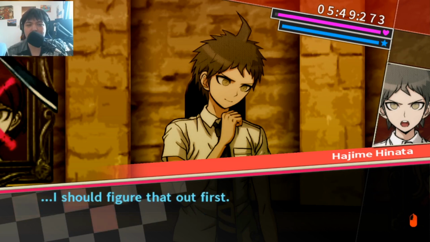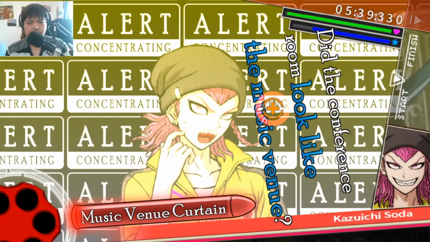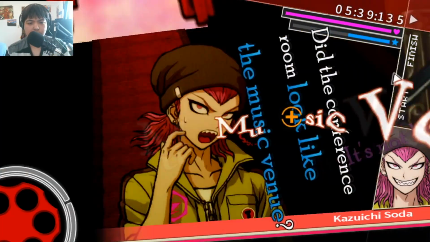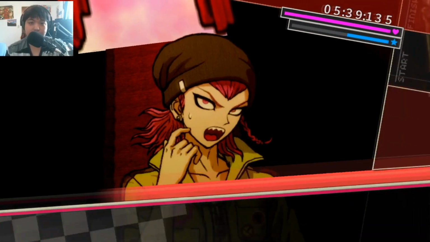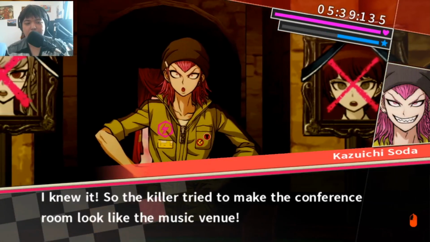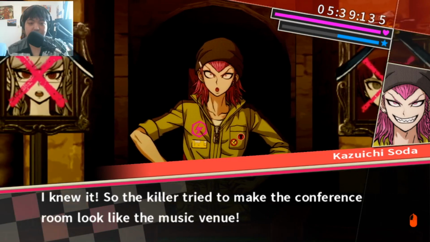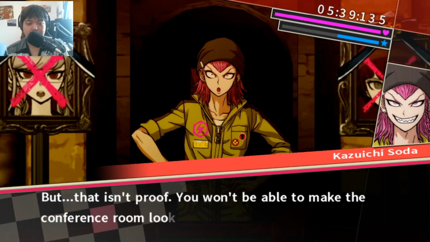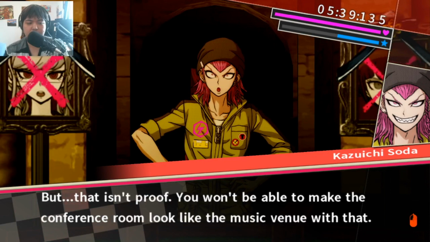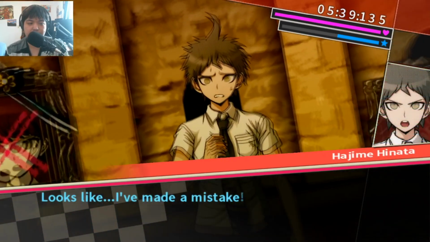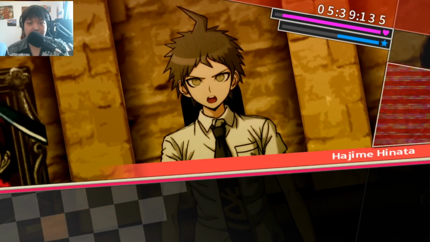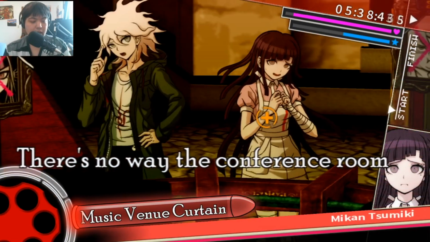It's gotta be the curtain, right? Because I remember in the conference room there's a black curtain. And for the music venue, there's a black curtain there too. Did the conference room look like the music venue? Nope, that's not it. I knew it! So the killer tried to make the conference room look like the music venue. No, that's not it. It's all wrong. Damn it! No, it was the other way around.